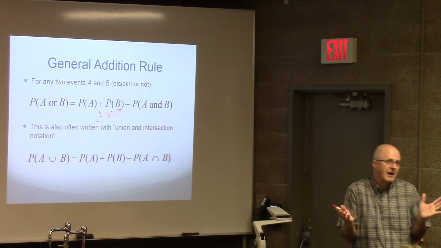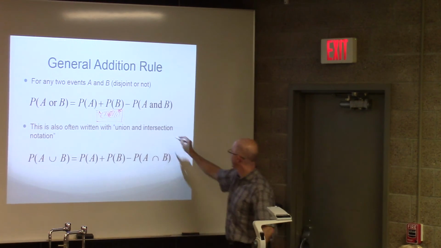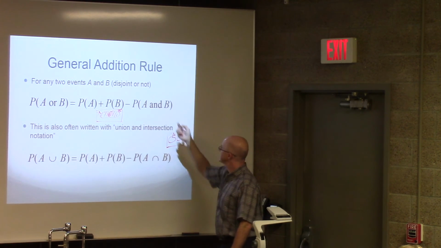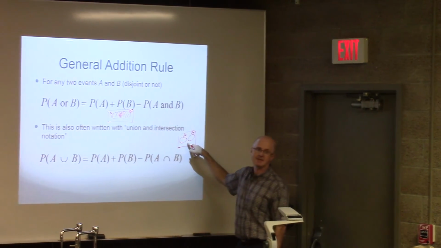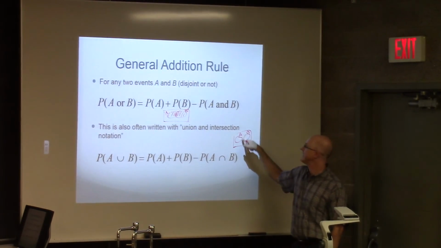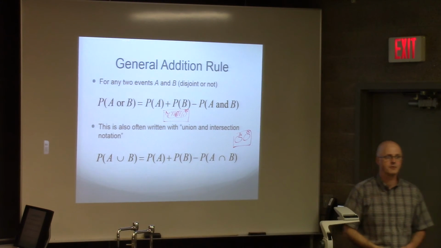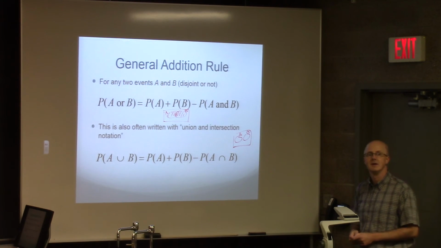If A and B, by the way, are disjoint, they have no overlap. I draw the Venn diagram without any overlap. This rule is still true because the intersection is empty. They don't have anything in common, so the probability that they both occur is 0. So the rule still holds for disjoint events. It's just that the last term that you subtract is 0.